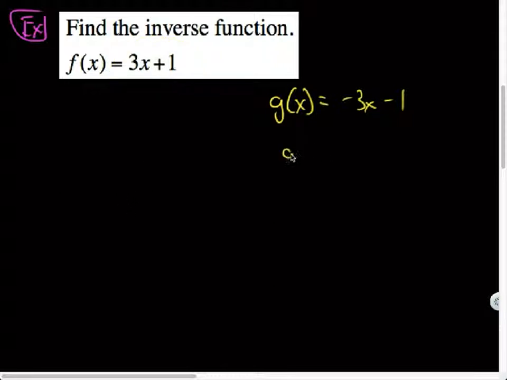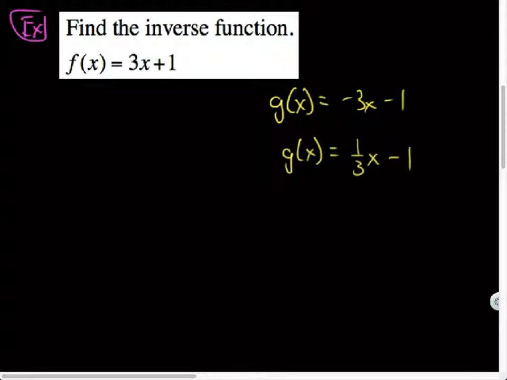Some other guesses. You just do the opposite. And what's the opposite of multiplying by 3? You divide. So 1/3, minus 1? 1/3 x minus 1. Okay, any other ideas? Maybe x over 3. Yeah, x over 3 is the same as a third of x. These are the same.